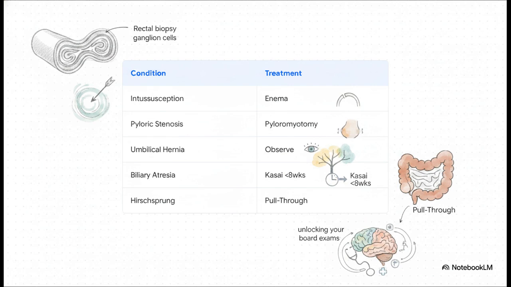Finally, let's rapidly review this pediatric timing summary table. Intussusception uses an enema. Pyloric stenosis requires a pyloromyotomy. An umbilical hernia gets observed. Biliary atresia needs a Kasai procedure before 8 weeks. And Hirschsprung's requires a pull-through. So when seconds count on your exams, will you have these definitive timing patterns locked in and ready to go?